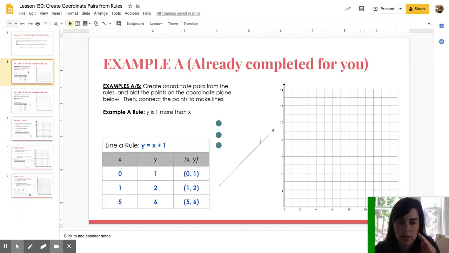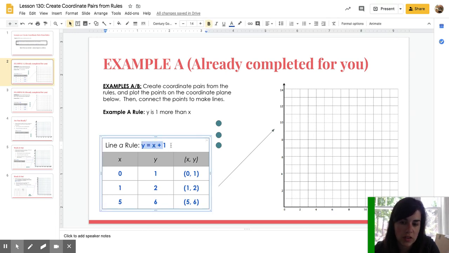All right, so let me get out of the full screen mode so I can do this for you. So basically, today we're going to be creating coordinate pairs from a rule and then plotting them on the coordinate plane. So if the rule is Y is 1 more than X, we can turn that into an equation that's Y equals X plus 1. So think of Y as 1 more than X, Y equals X plus 1. So whatever X is, 1 more than that is going to equal Y.